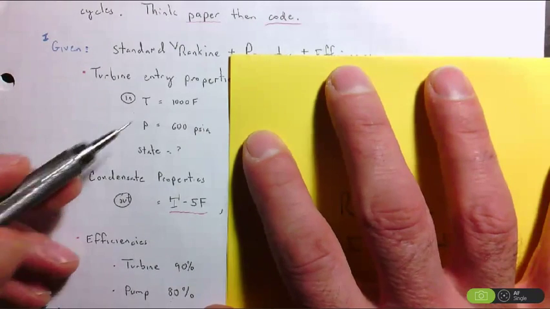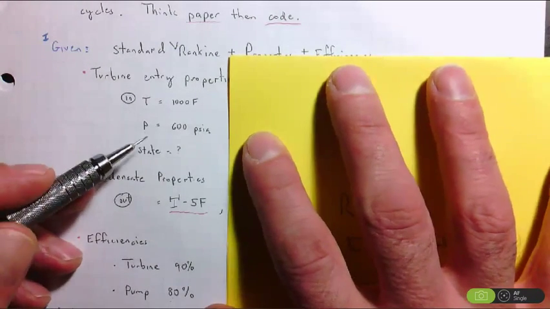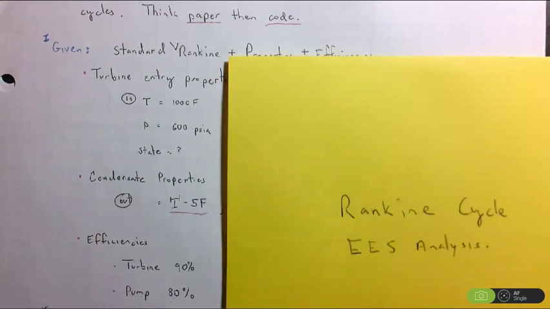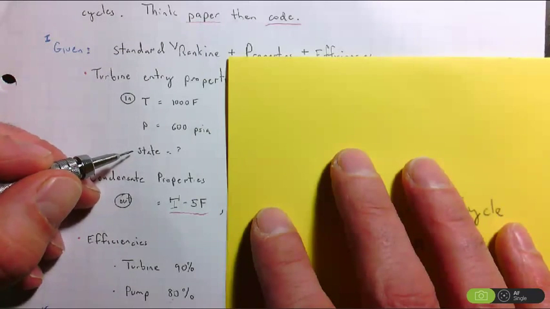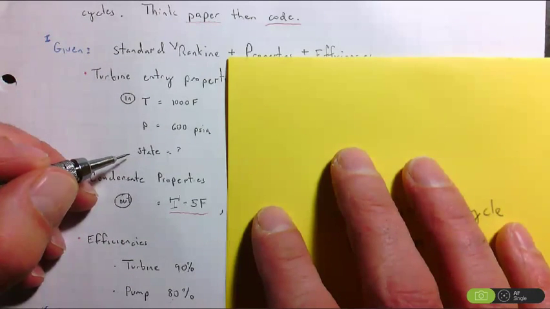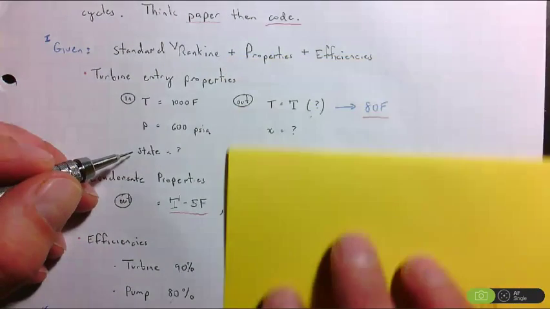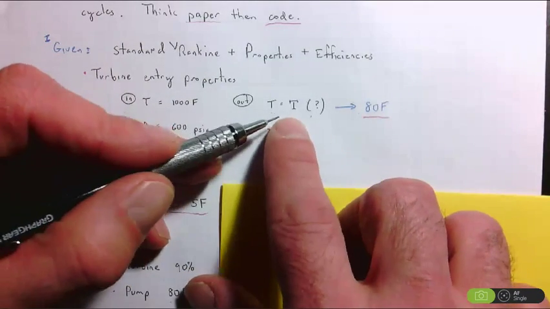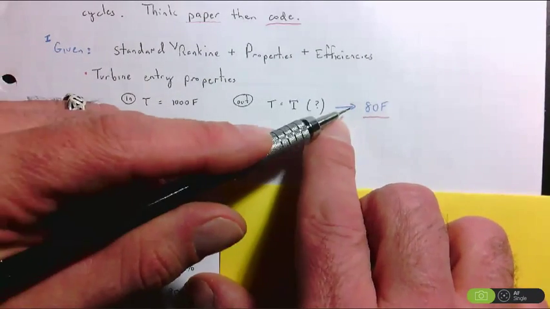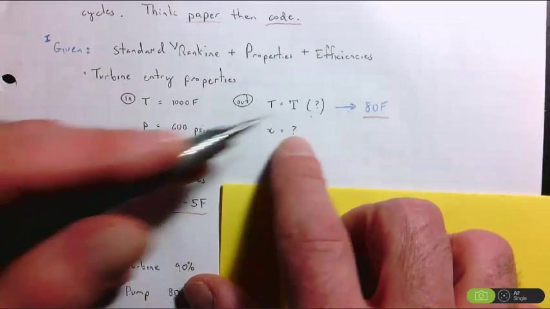First, we're told that the temperature coming into the turbine is 1,000 degrees Fahrenheit, and its pressure is 600 psi. The exact state is a superheated vapor. We know that from a TS diagram. What's coming out of the turbine is some temperature. Initially, we're going to assign it to 80 degrees Fahrenheit.